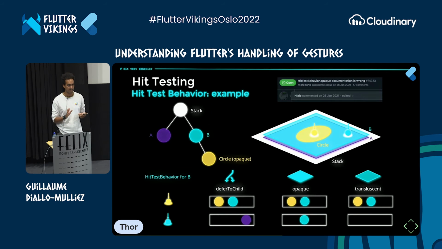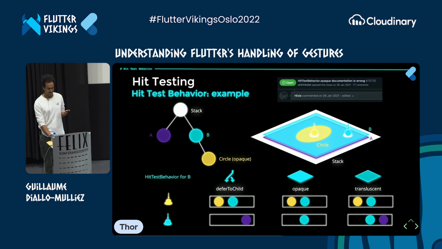And finally, if B is translucent, it adds itself to the list and says to its parent, no, I've not been hit. You can propagate the hit test. So the stack propagates the hit test, and A also gets hit. And there you have it. There you have the three different behaviors actually doing something different depending on where you click on the screen.